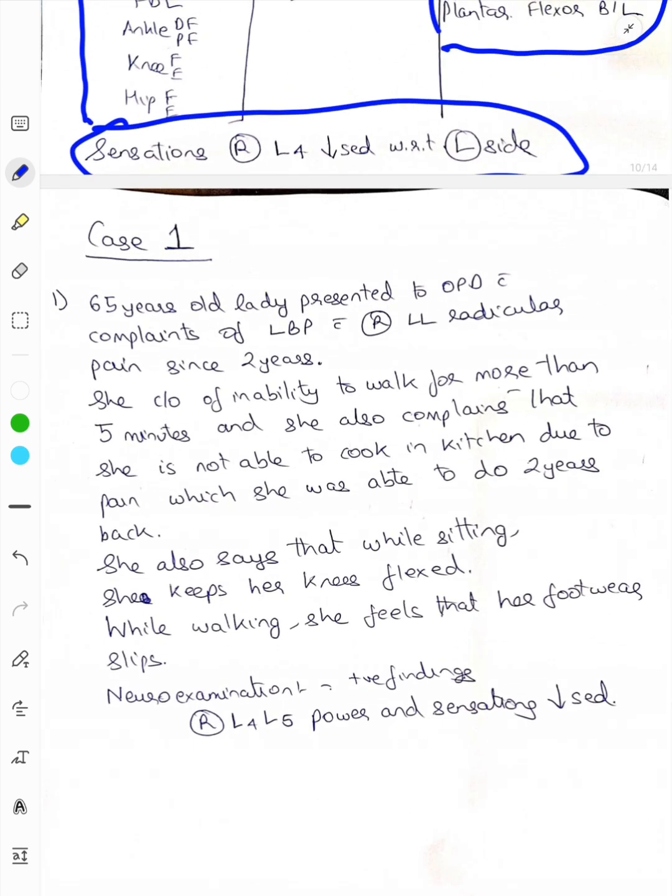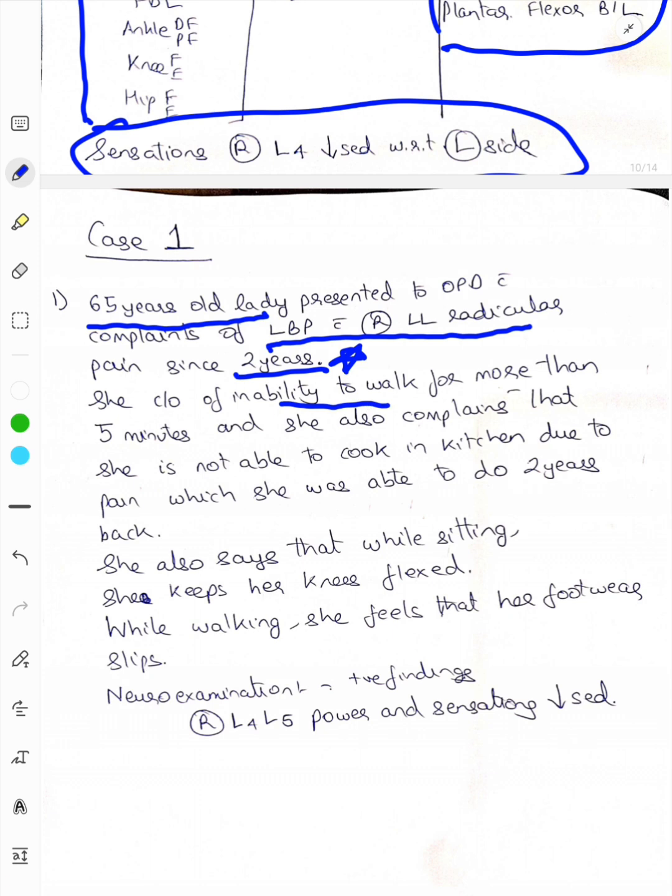So the first case, she is a 65 years old lady. A 65 years old lady does mean postmenopausal, more of an osteoporosis picture or LCS picture, right? She came to the OPD with complaints of low back pain with right lower limb radicular pain since 2 years. 2 years, both radicular and low back pain. 2 years is a very significant thing. Now, she complains of inability to walk.